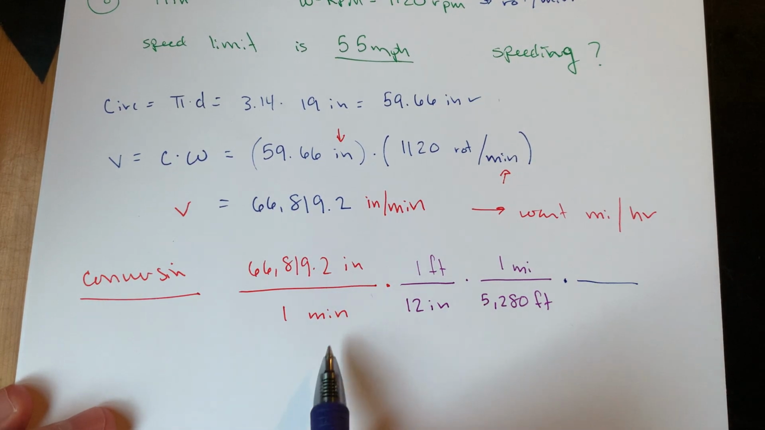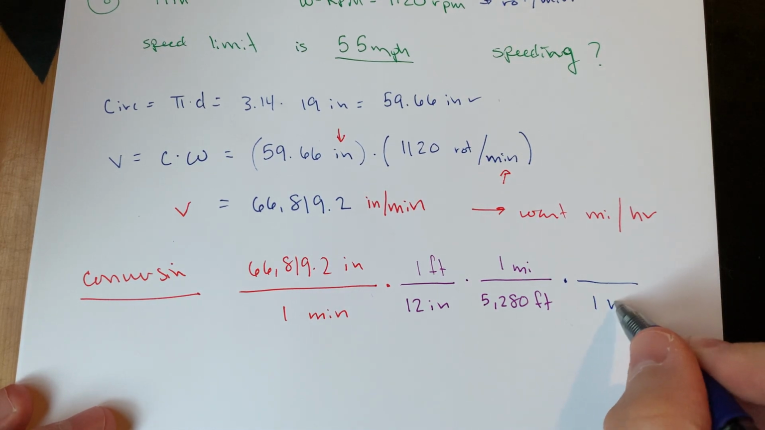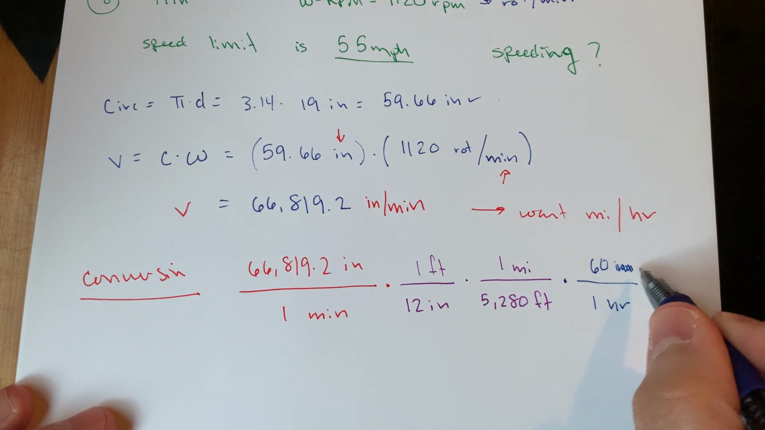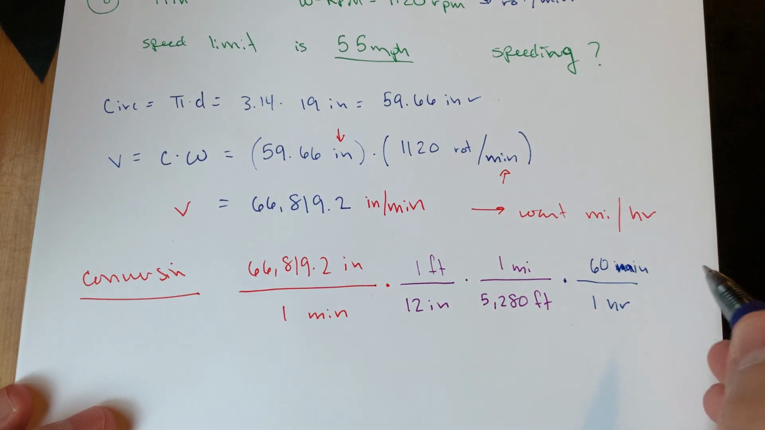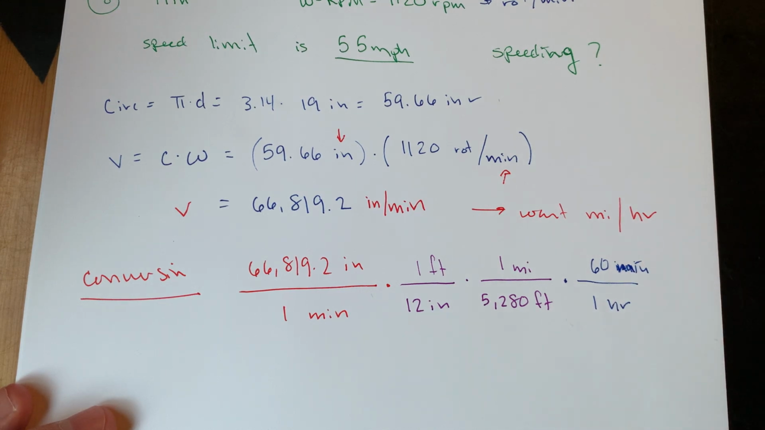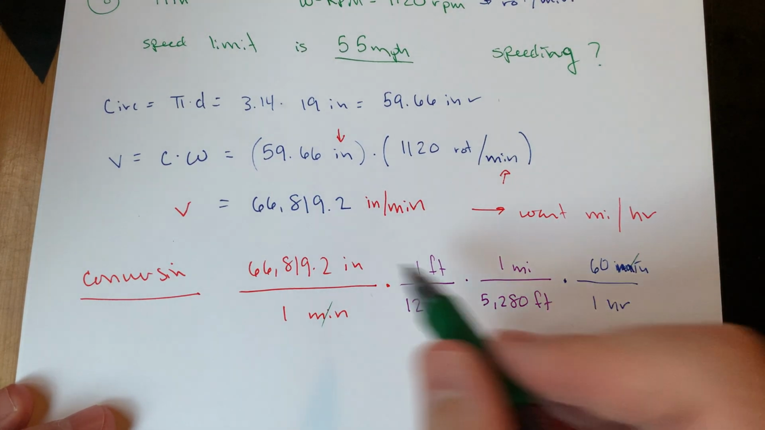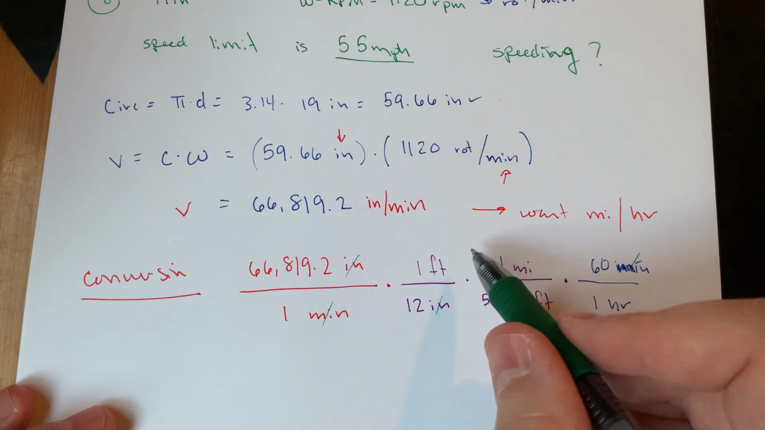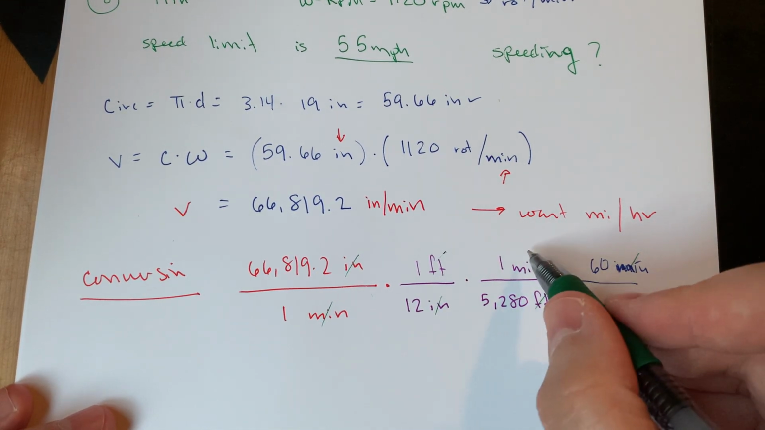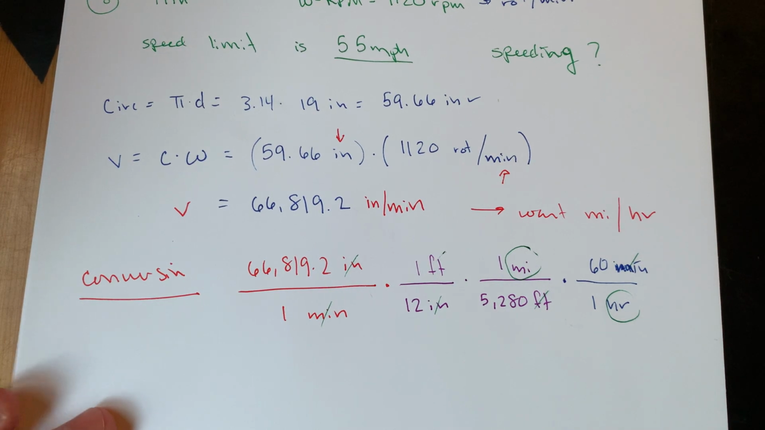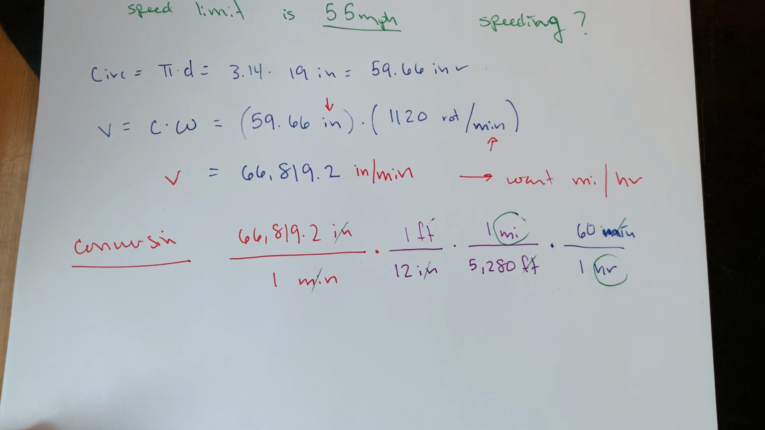And I need to do a time conversion too, right? Because I'm trying to go from per minute to per hour. So I want 1 hour on the bottom, and the conversion rate is 60 minutes per hour. So this is going to be minutes per minutes, inches per inches, feet per feet, and I would be left with miles per hour. I just need to actually do the calculations here.